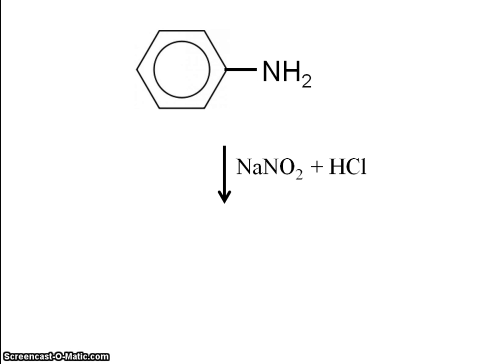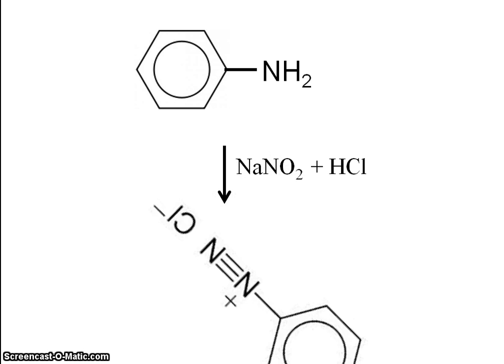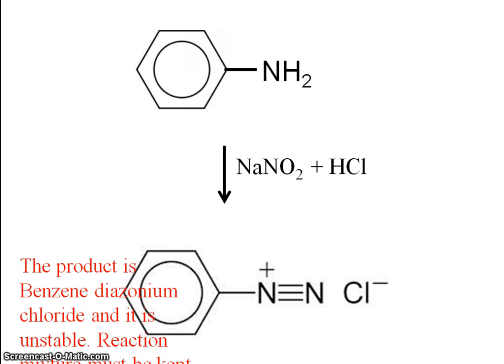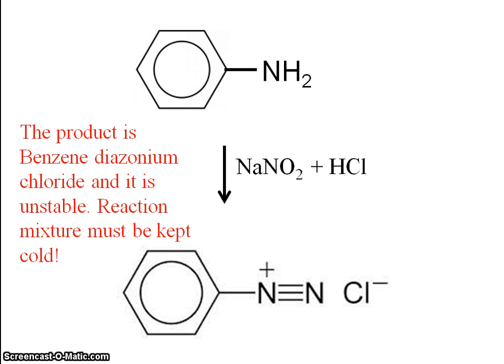So the phenylamine reacts with sodium nitrate(III) and HCl, giving us this new functional group. This is the diazonium ion, bonded to the benzene ring, so it's benzene diazonium ion, and with the chloride becomes benzene diazonium chloride. Must be kept cold, otherwise the diazonium compound breaks down.